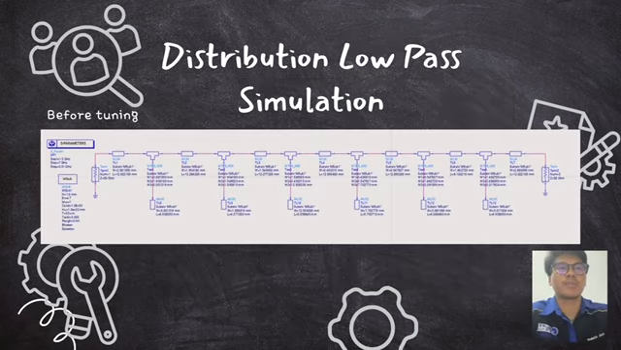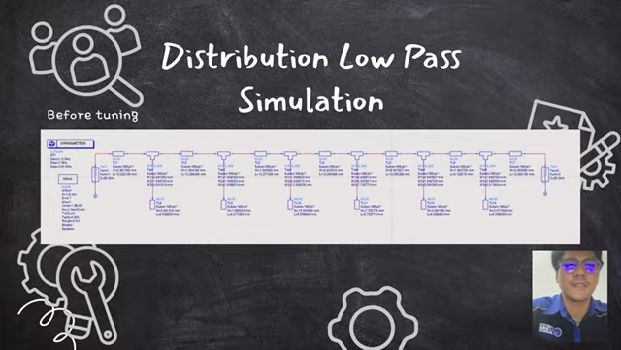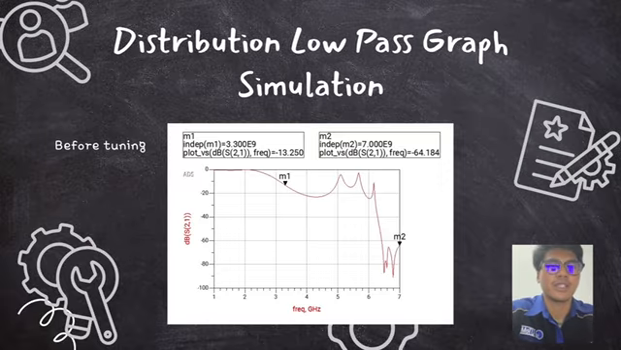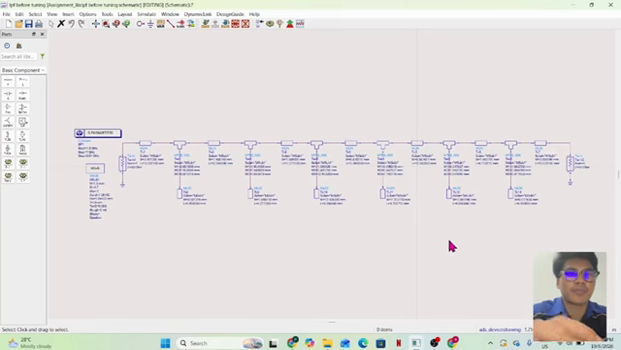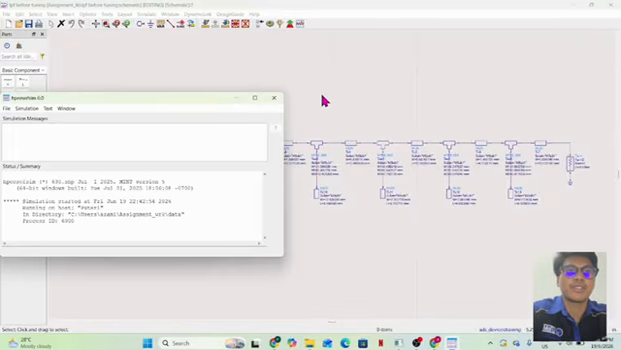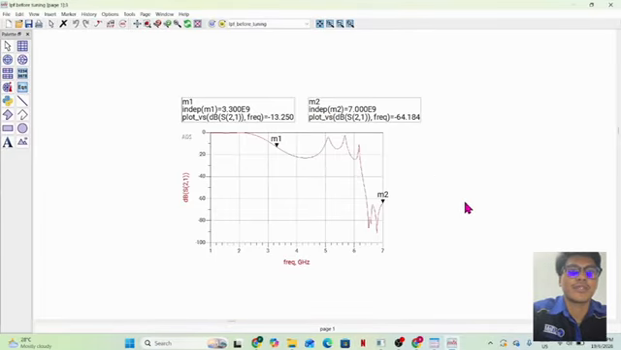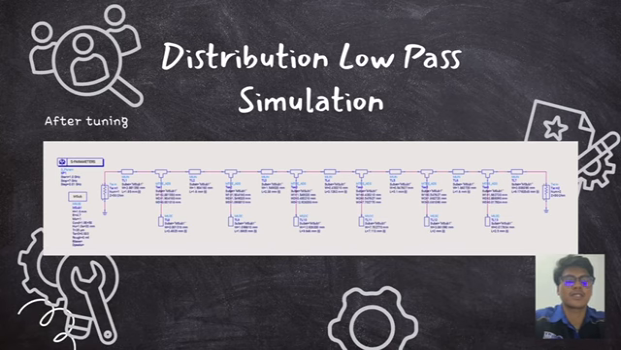Okay, this is the distributed low pass simulation. This is a before tuning diagram. Okay, this is the output before tuning the low pass graph. Okay, this is the ADS running for the low pass filter before tuning. You can see after we run the graph, it is not smooth. Okay, this is the after tuning circuit for the ADS.